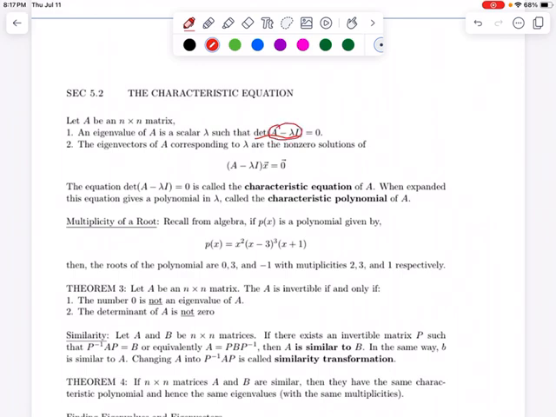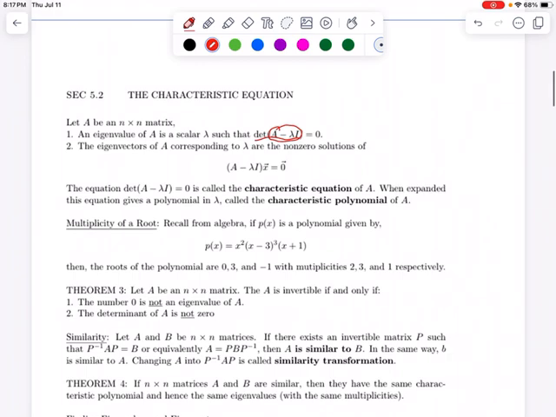A minus lambda I is a matrix, and when we find its determinant, which is supposed to be a number, that number is equal to 0. That's what we want. So that will help us get a polynomial in lambda, which we set equal to 0, and we try to factor and find the zeros, the roots of the polynomial, which are the eigenvalues.